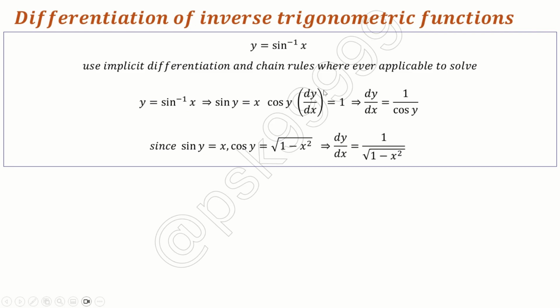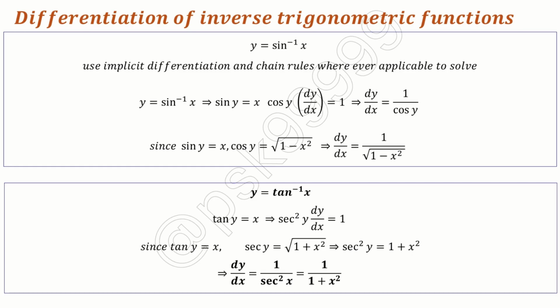This is nothing but cos y into dy by dx, which is equal to 1. Now dy by dx is nothing but 1 by cos y. Now we know that sine y equal to x, so cos y is nothing but square root of 1 minus x square, because sine square plus cos square equal to 1. So dy by dx is nothing but 1 by square root of 1 minus x square. Similarly, you will get the differentiation of cos inverse x as minus 1 by square root of 1 minus x square.